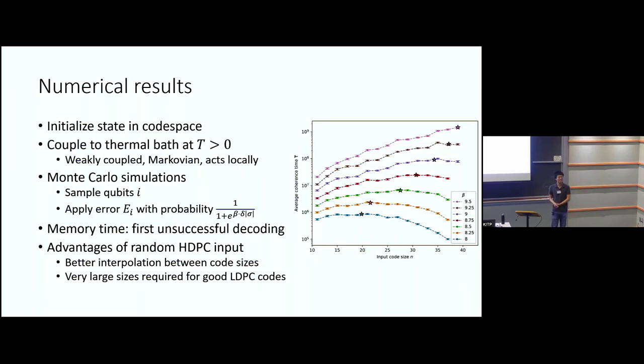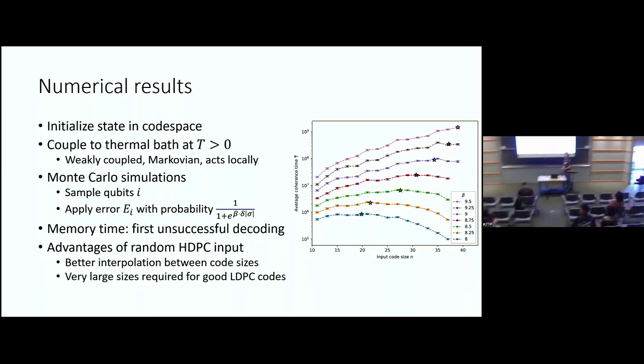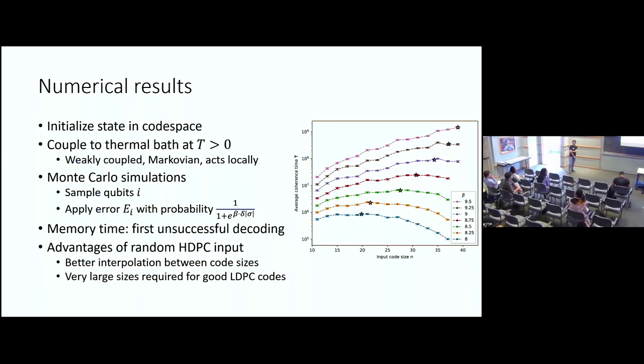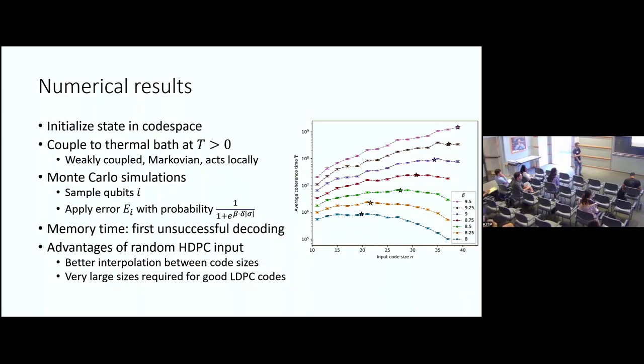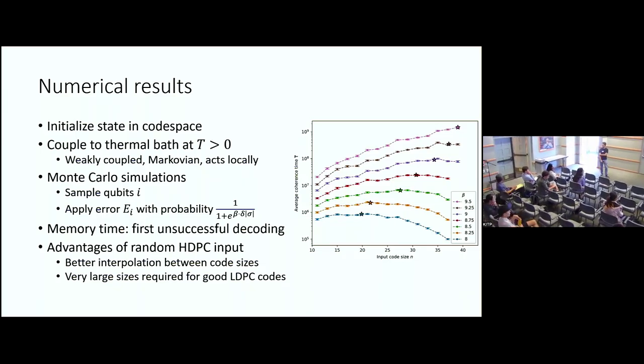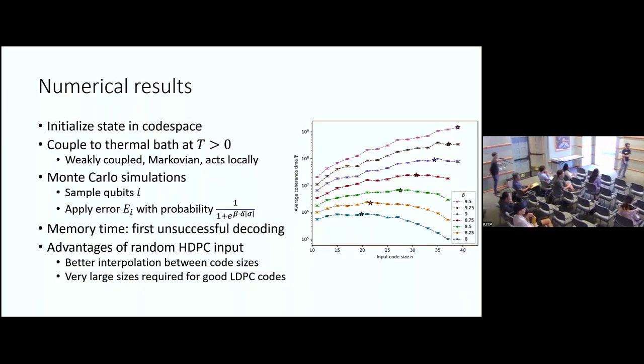So if I understood correctly, you were saying that you have an energy barrier which is almost linear in system size, like n divided by log n, and for LDPC inputs it's actually proportional to n? N is the input code size, so the number of qubits is actually n cubed.